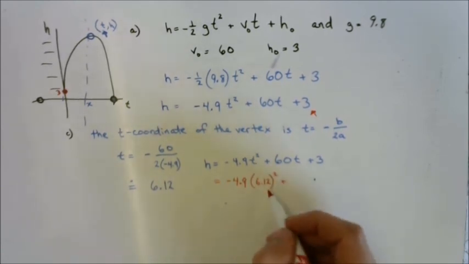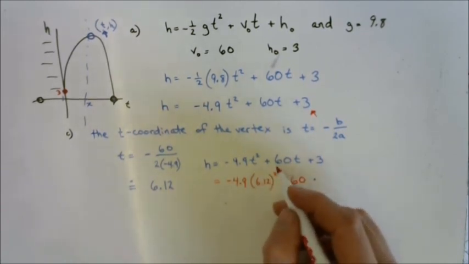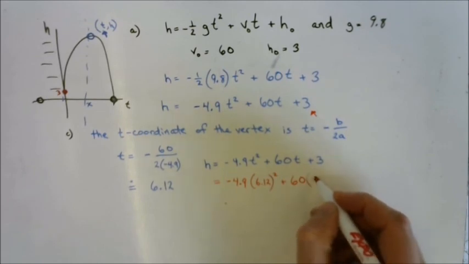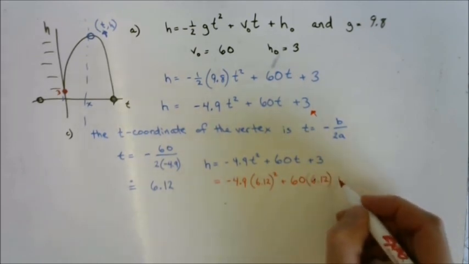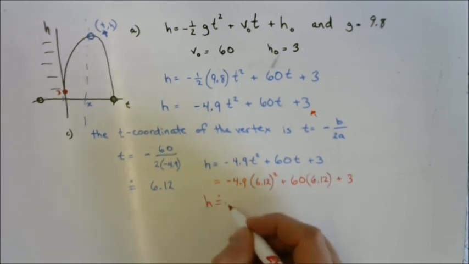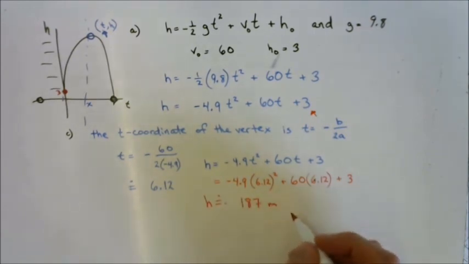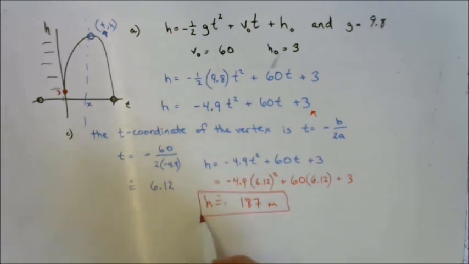And I'm going to remember to put it in brackets and square it because t is squared. And in the second term, t is not squared, so I just have 6.12 times 60. And I'm going to add 3 at the end. So you can punch that in your calculator. You will end up with an approximate height of 187 meters. So this rocket reaches a maximum height of 187 meters at 6.12 seconds. In 6 seconds. That's insane.